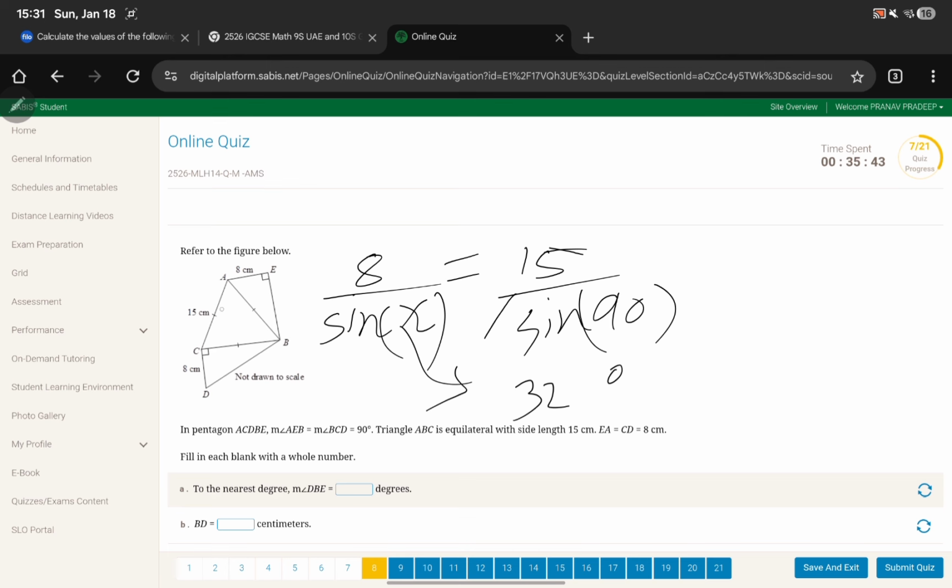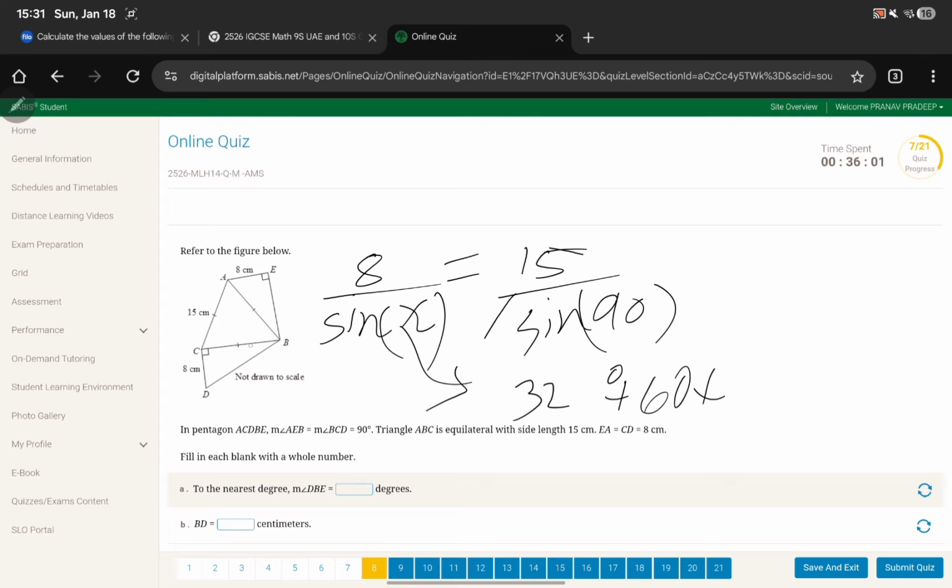Now here, this triangle is equilateral, so this 15 is 15, and all angles are equal to 60. So we know that this is just 60, so just put this here.